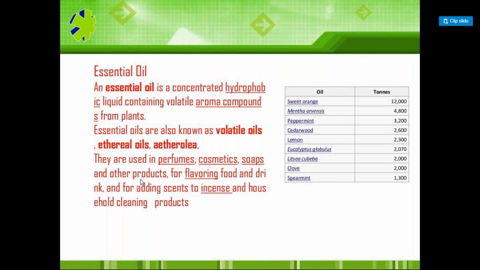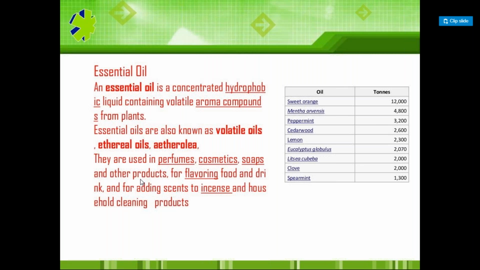What does it leave behind after evaporation? See, if an ether bottle is there and you open it, what will happen? What happens if you open an ether bottle? What is left behind in the bottle?